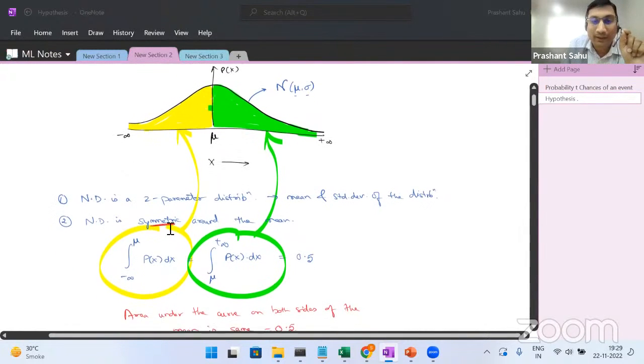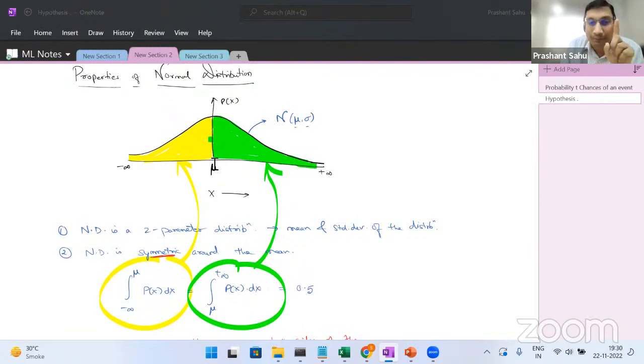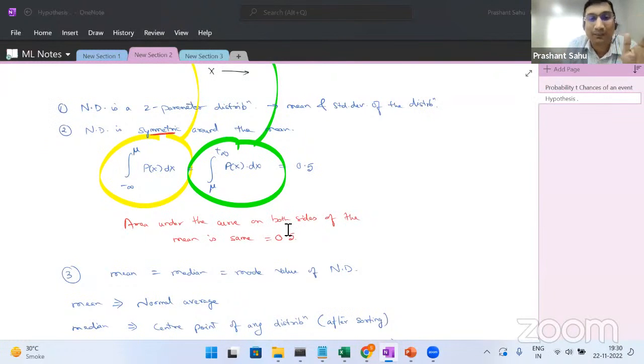It is symmetric. What does that mean? The area under the curve from negative infinity till the mean is equal to the area under the curve from the mean towards positive infinity. So half the area is before the mean, half the area is covered under the curve after the mean. That is the second point here: the area under the curve on both sides is equal. That is why I'm calling it symmetric, and they are 0.5 and 0.5.